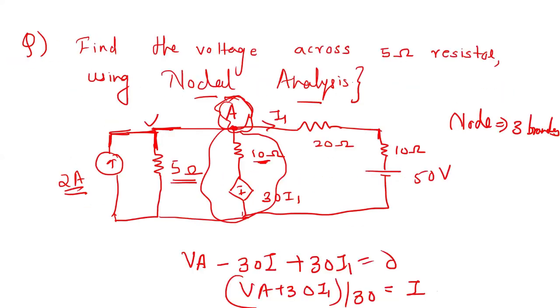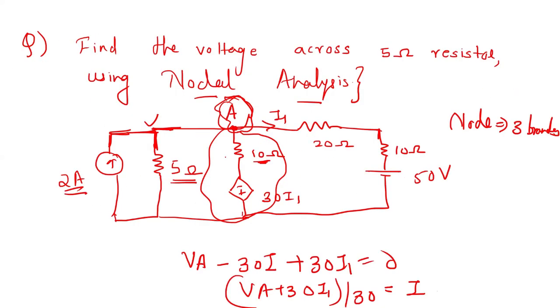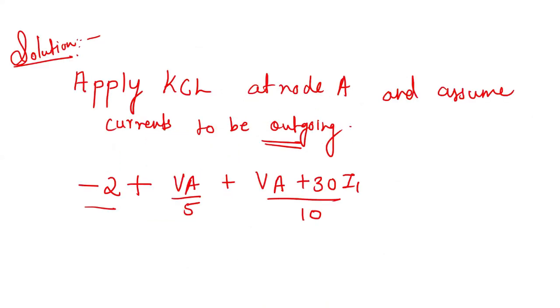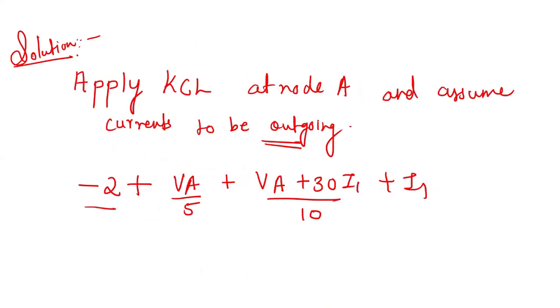The current in this branch is VA upon 5, plus the current in this branch, which we can find by applying KVL in this branch, VA plus 30 I1 upon 30. And what is the current in this branch? Straight away plus I1. The entire current in this branch is given as I1, and the sum is equal to 0. Now, what is I1 equal to?